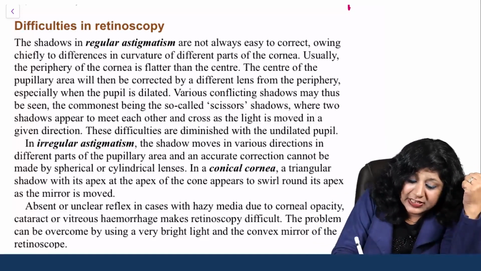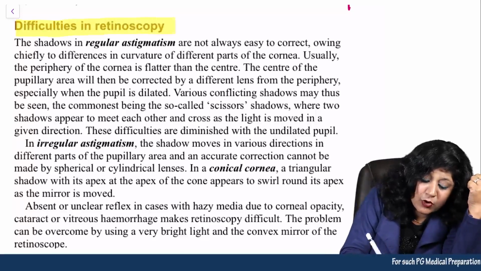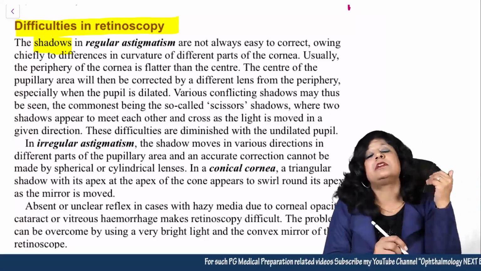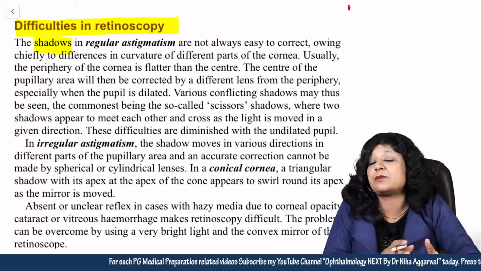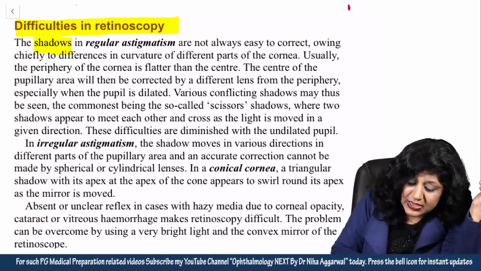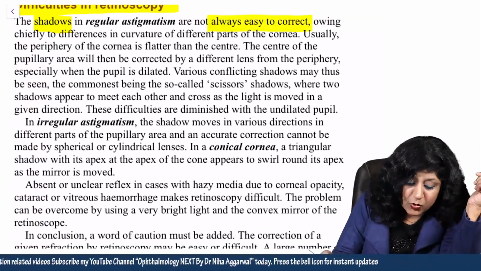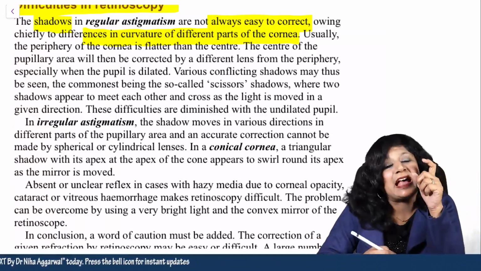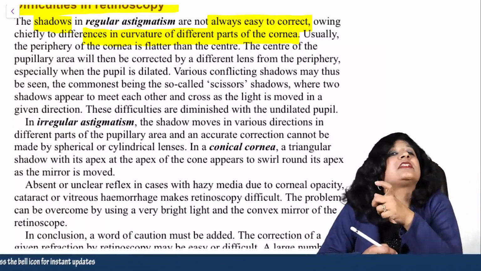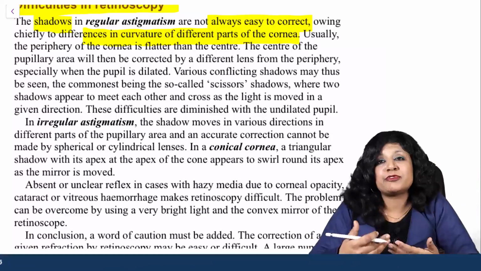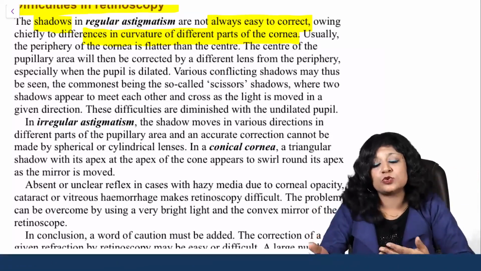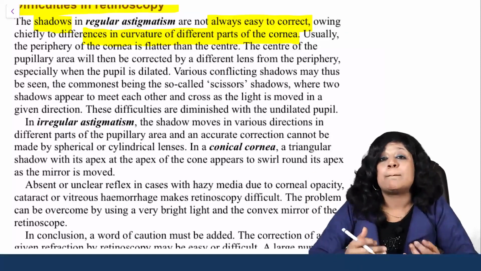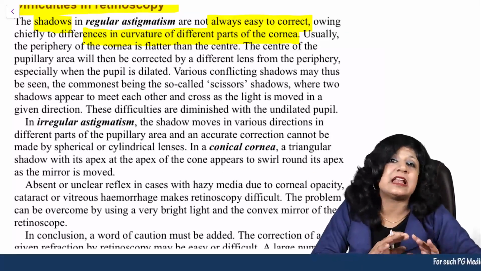So let us see what are the difficulties that we can have in retinoscopy. First of all, the shadows. Before going to irregular astigmatism, let's talk about regular astigmatism only. Even in regular astigmatism, we have a lot of shadows, and they are not always easy to correct, owing chiefly to the differences in the curvature of different parts of the cornea. Astigmatism means a difference in refractive power in different meridians. This could be due to the cornea, it could be due to the lens, and very less commonly due to the retina. But the most common reason is corneal astigmatism.